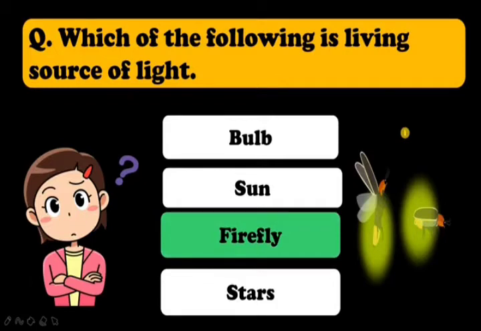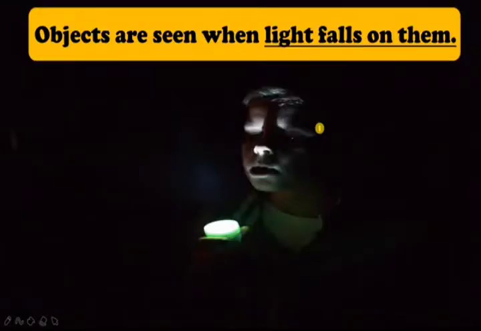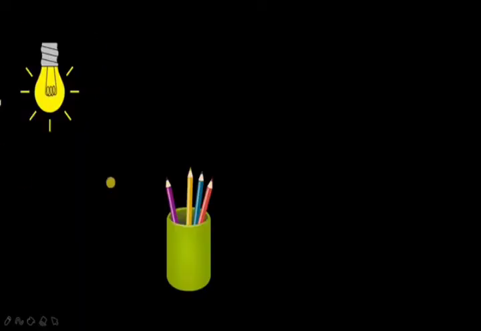Children, now let's move on to the next topic. How does light help us to see objects around us? If you want to see an object which is in the dark, how can you see? Objects are seen when light falls on them. When you are standing in a dark room, other people cannot see you. But when you switch on a torch on your face, the light reflects to the next person and the person can see you very easily. So note the point: objects are seen when light falls on them.